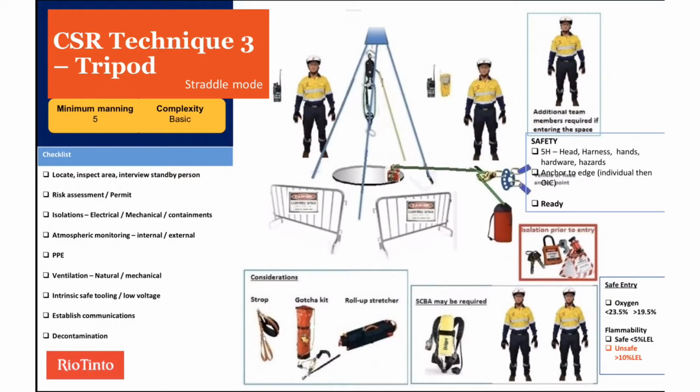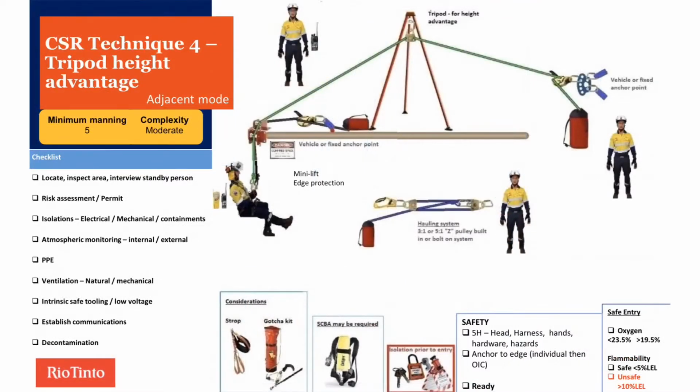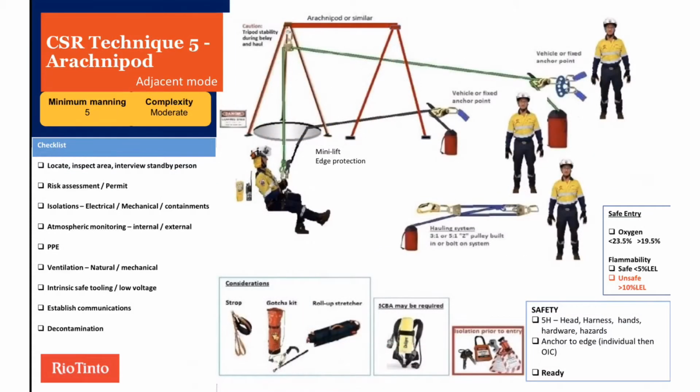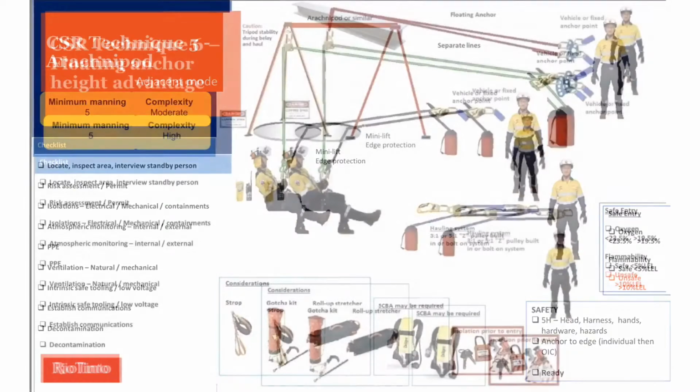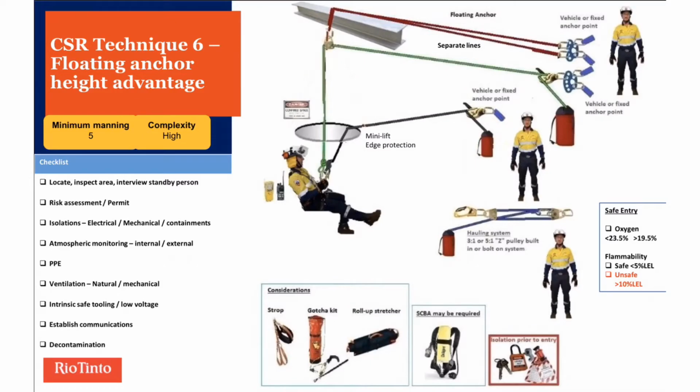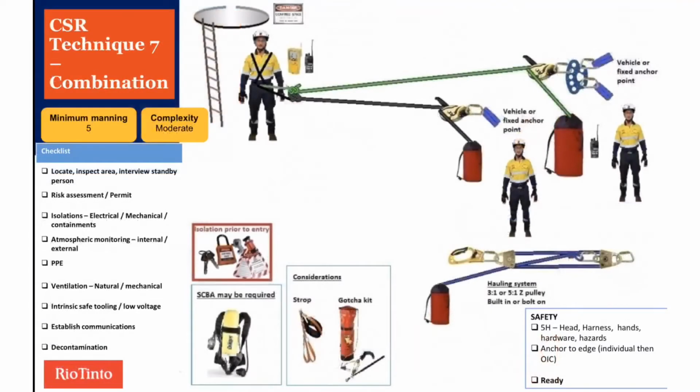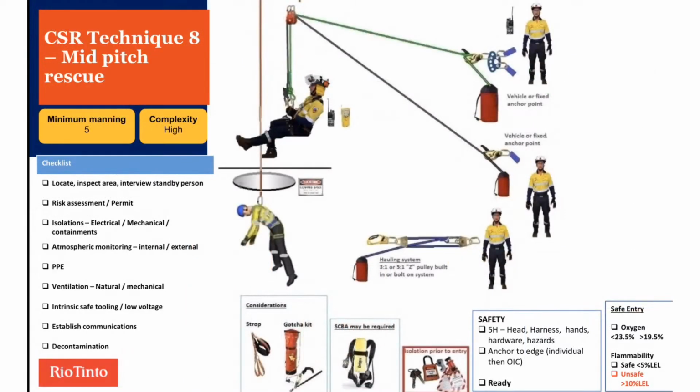Technique of using a tripod in straddle mode. Utilising a tripod for height advantage in adjacent mode. Utilising apparatus such as the Arachnipod in adjacent mode. Twin line floating anchor for height advantage, and a combination of the other 6 plans to form the rescue. Mid-pitch rescue for when a casualty is suspended in a confined space.